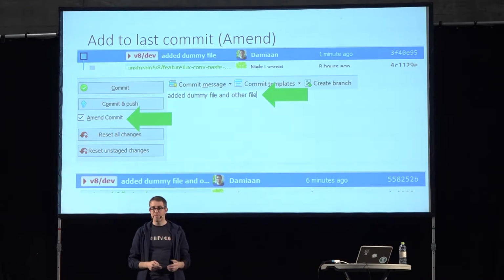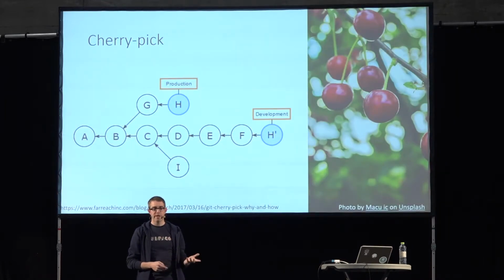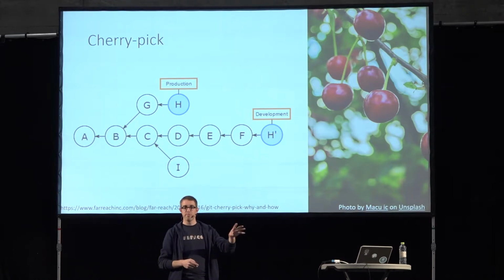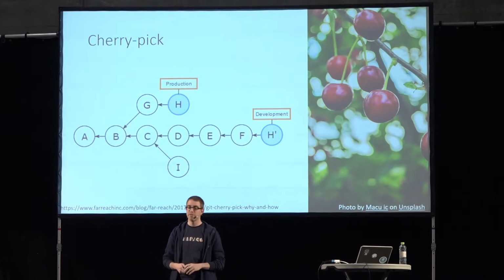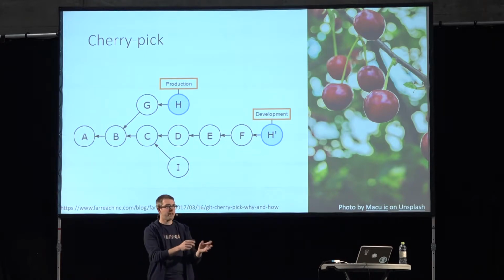The same with cherry picking. So cherry picking is where you have a commit and you think, I need this commit in my production or my development branch too. And you can create a commit and cherry pick it to another branch. Pretty useful, very easy to do.